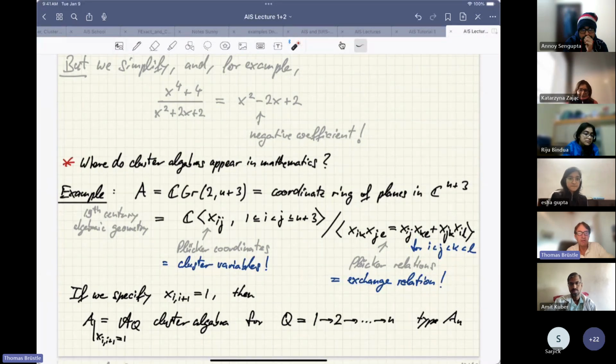I don't know if this really answers your question, but those kinds of exchange relations are very classical. They do appear in algebraic geometry. So this is not a total surprise. Okay.